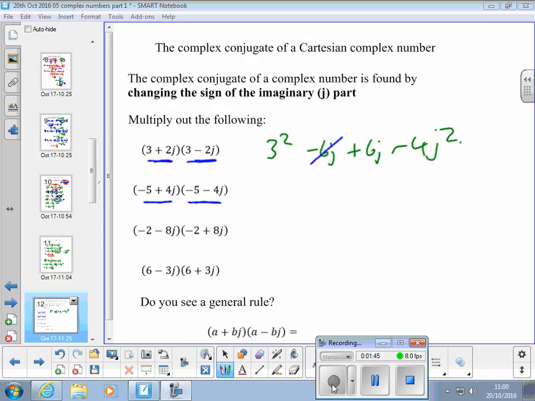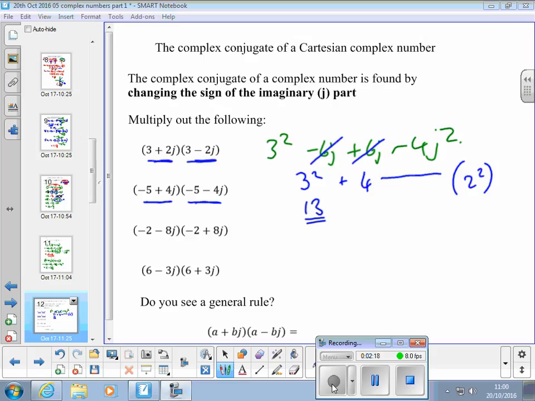Those two cancel out. That becomes 3 squared plus, and because j squared is worth minus 1, that becomes plus 4. Or we could write that as 2 squared, couldn't we? The point I'm trying to show here is that it's 3 squared plus 2 squared, which is the constant 13. Okay?